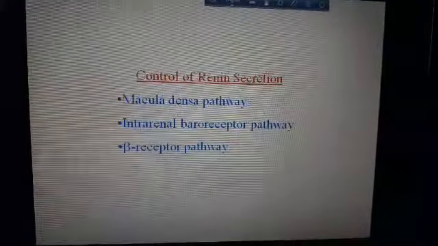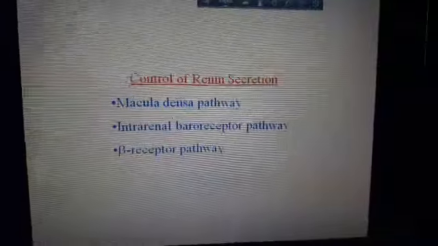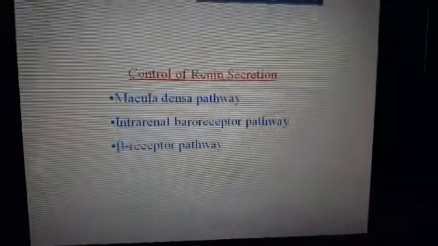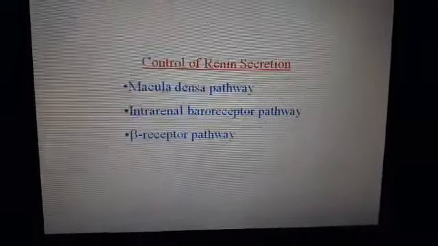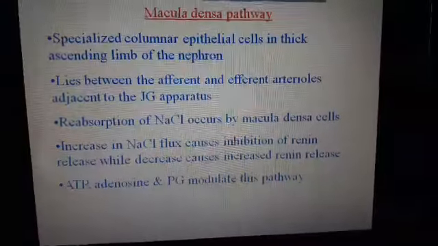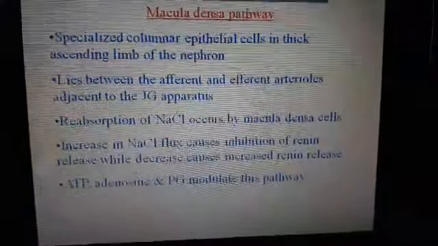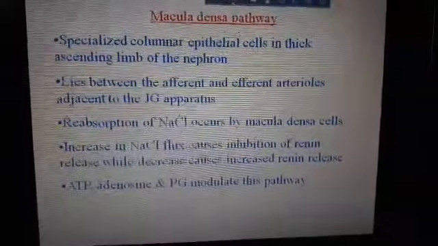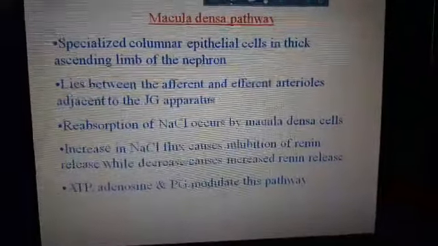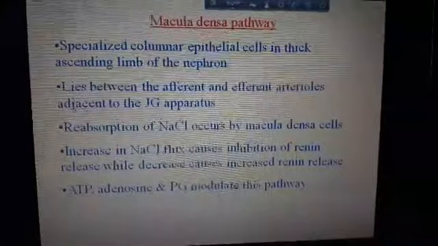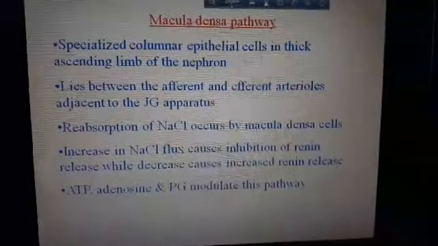Control of renin secretion is done by 3 pathways. One is the macula densa pathway, one is the intrarenal beta receptor pathway, and one is the sympathetic beta receptor pathway. So what is the macula densa pathway? What is the macula densa? These are specialized columnar epithelial cells present in the thick ascending limb of the nephron, and they lie between the afferent and efferent arterioles adjacent to the juxtaglomerular apparatus.